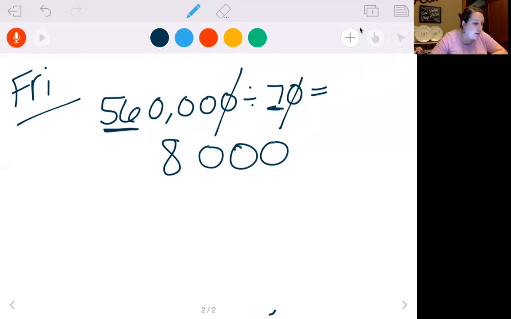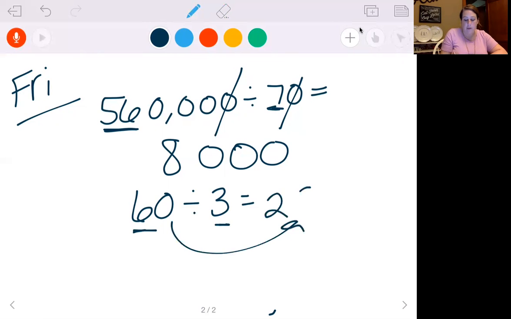Okay, let's do an easy one. Let's do 60 divided by 3. I can't cancel anything out because there's no zeros on this side with the 3. I can divide 6 and 3 and get 2, add that lonely 0 over to get 20. And if I checked it, 20 times 3 is 60.